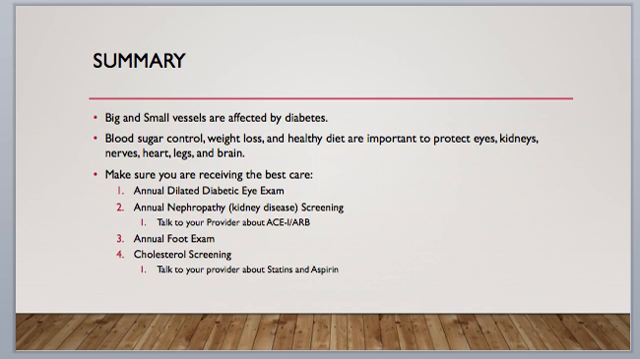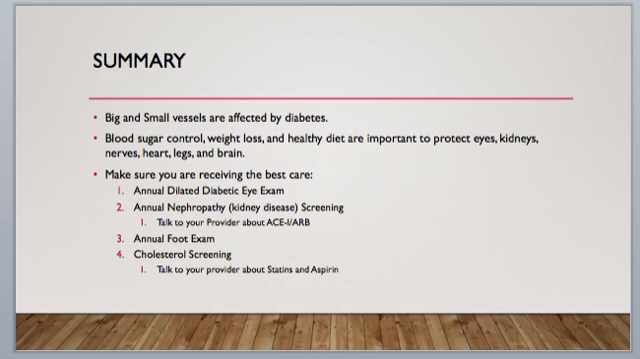So let's summarize what we've reviewed today. Big and small vessels are affected by diabetes. Blood sugar control, weight loss, and a healthy diet are important to protecting the eyes, kidneys, nerves, heart, legs, and brain. Make sure you are receiving the best care.